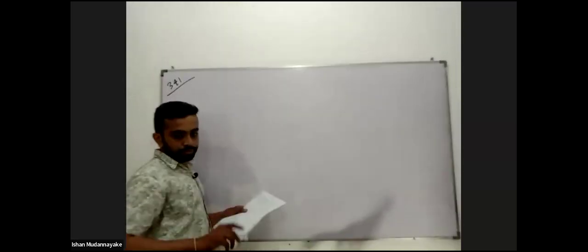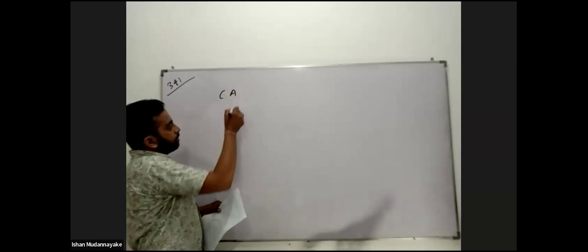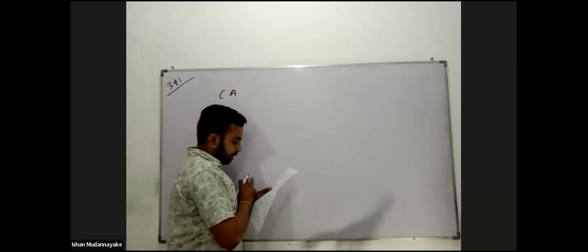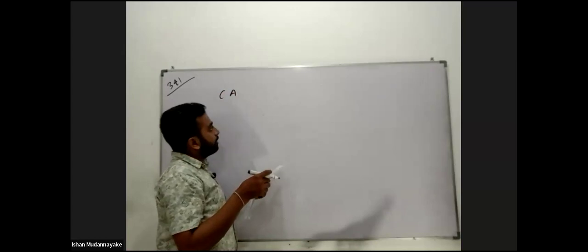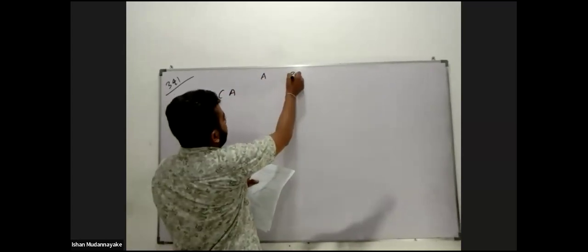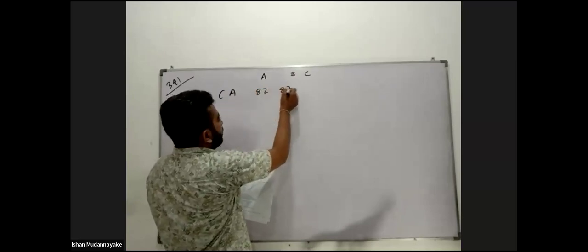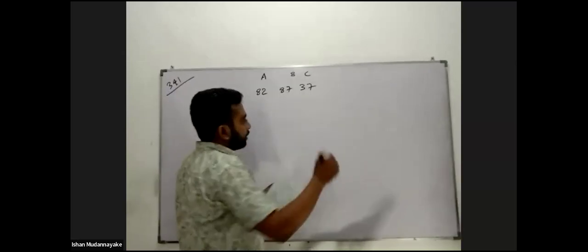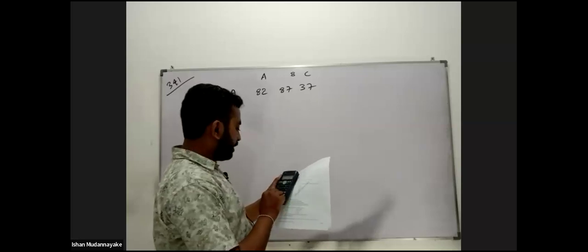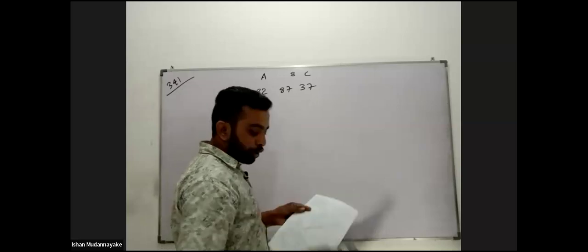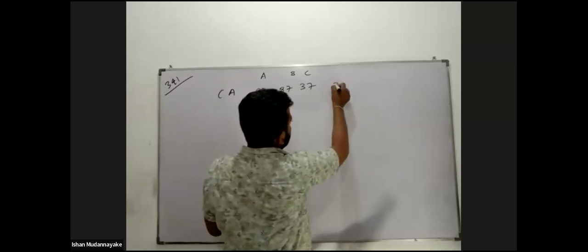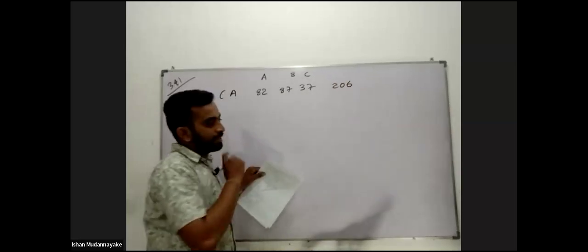Current account total amount plus capital account total. Current accounts of A, B, C: 82, 87, 37. The total amount of current accounts? 82 plus 87 plus 37 is 206. Current account total amount 206.